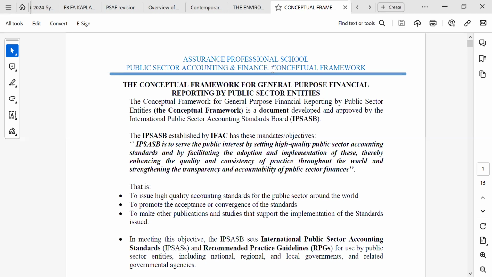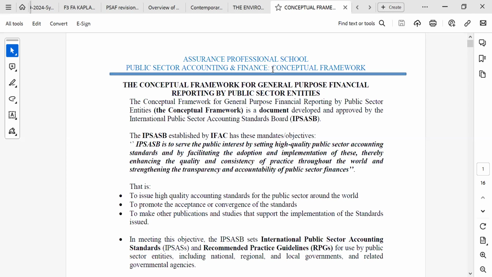The board was established by the IFAC, and the board has this mandate or objective. The board is to serve the public interest by setting high quality public sector accounting standards and by facilitating the adoption and implementation of these, thereby enhancing the quality and consistency of practice throughout the world and strengthening the transparency and the accountability of public sector finances. So they are there to develop accounting standards, but these standards should be in the public interest. When the standard is applied, it should make sure that the information is presented fairly.